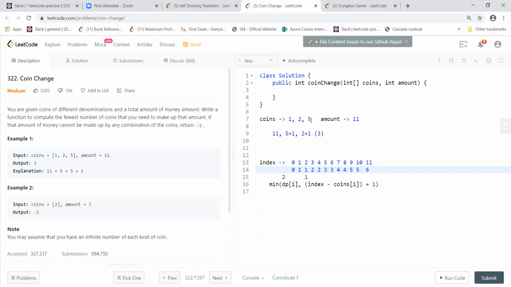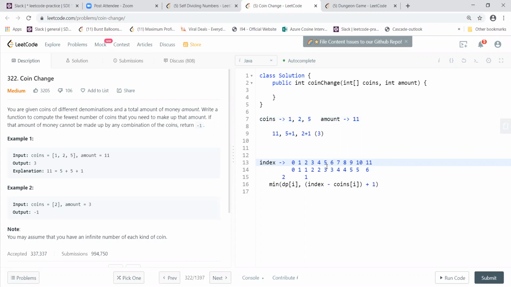And now I start with the denomination 5. So I run through the whole array again, and I come to the first index. It is lesser than the coin's denomination 5, so I just skip it. I skip 2 also, 3 also, 4 also, and 5 actually is equal to the coin's denomination, right?